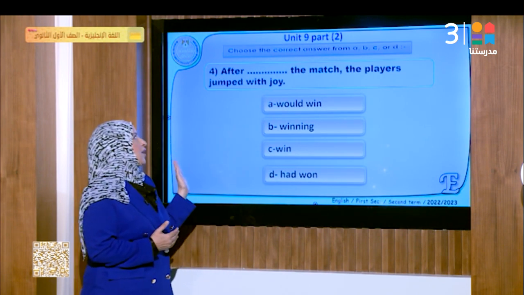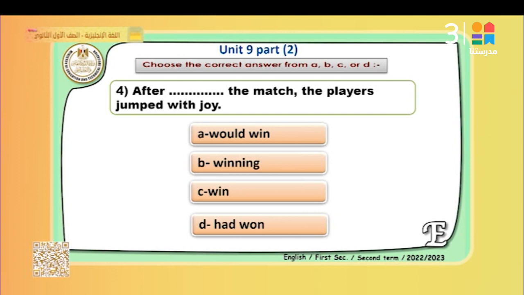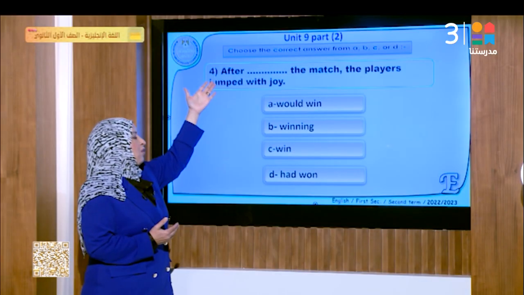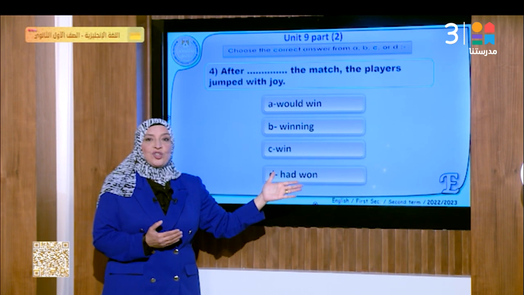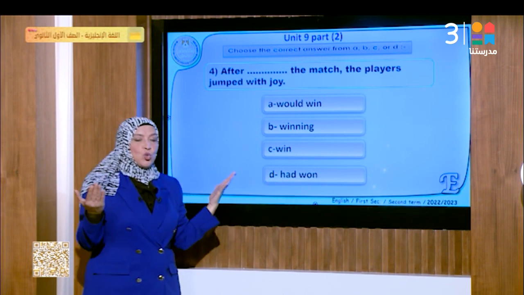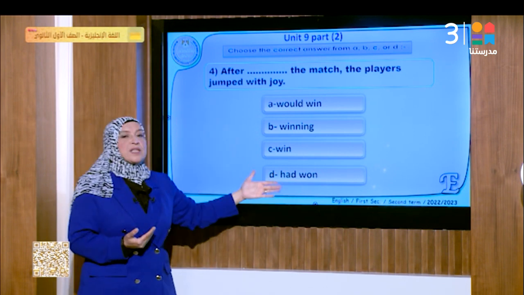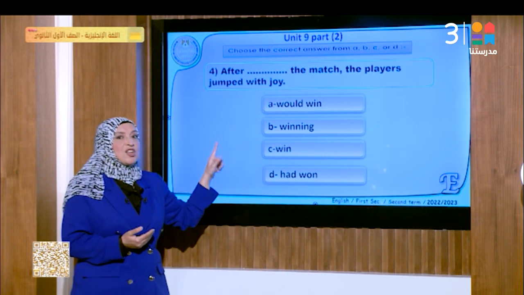Question number 4. After the match, the players jumped with joy. After. Here, which tense are we going to use? After: would win, winning, win, or had won. Many students would make a mistake in this sentence. When they see after, they use had won, because they remember this rule, they say after is followed by the past perfect tense. But this is not correct.